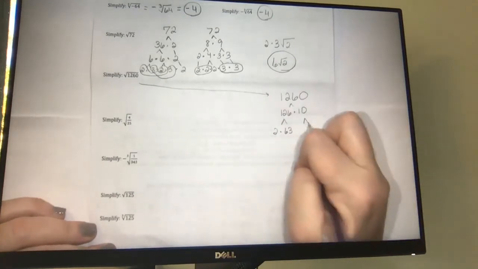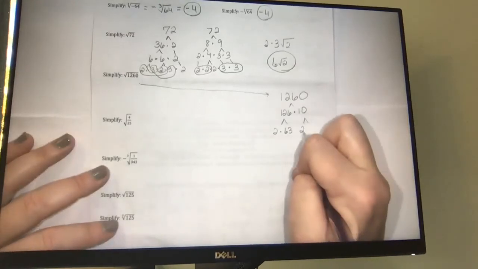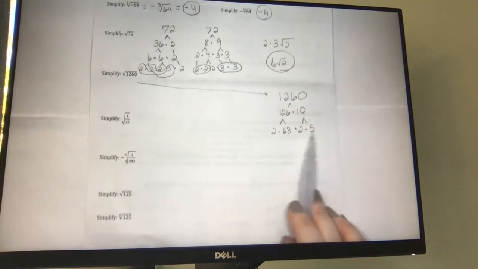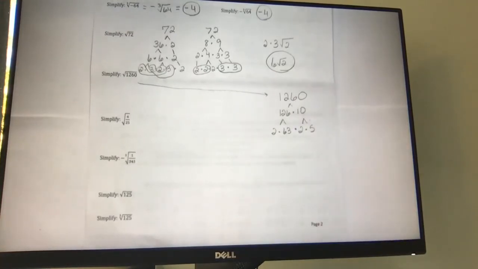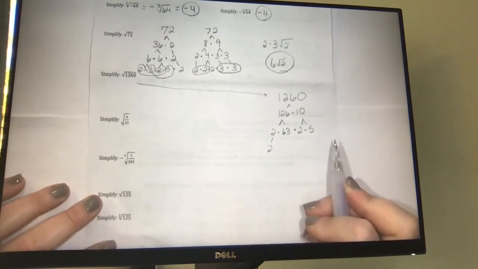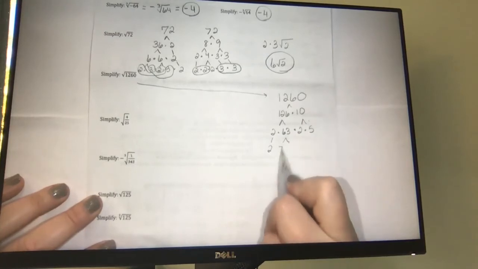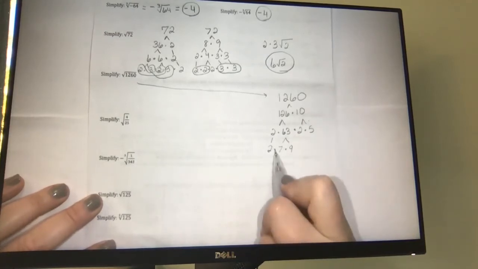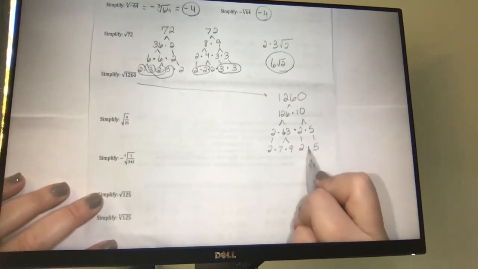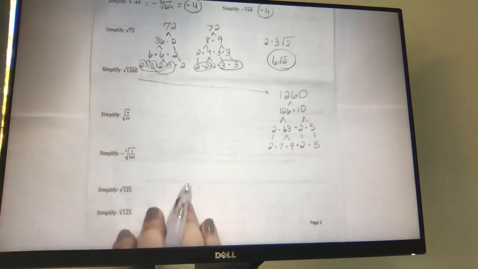All right, I need to divide 10. You can put 2 and 5. You can put 5 and 2. You can put it any order you want. Now keep in mind that every row has to multiply back to give you 1260. All right, so 2, he's prime. I can't break him down anymore. He comes along. What does 63 break down to? 7 and 9, right? I'll bring along 2 and I'll bring along 5. There we go. All right.